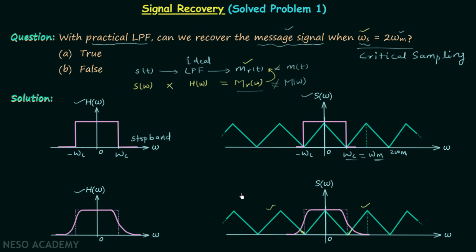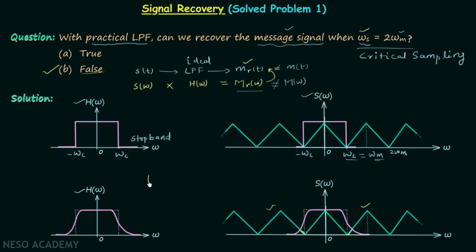So this is the answer of the question. The answer is false. We cannot recover the message signal when omega s is equal to twice of omega m with a practical low pass filter. So option B is the correct option, which is false.